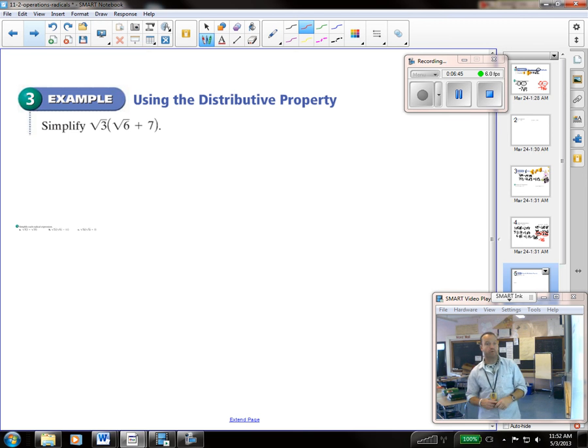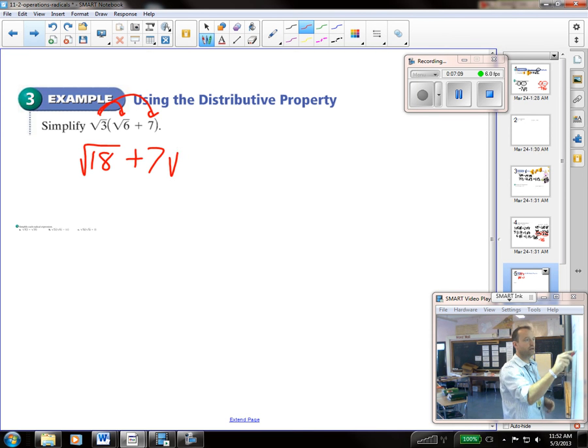Okay. We can also use the distributive property. So if I'm going to distribute, it's just putting together what we did before. 3 times 6, again, they can interact because they are under the radical. So 3 times 6 is 18, and that would be under the radical. Now I have the 3 times the 7. Those cannot interact. I can only write it 7 times the square root of 3.